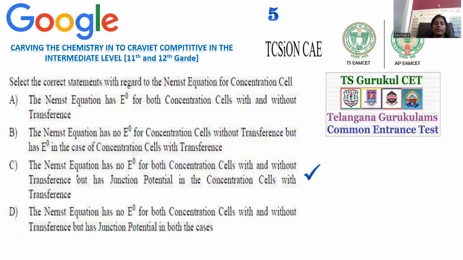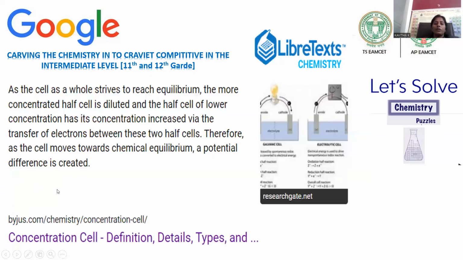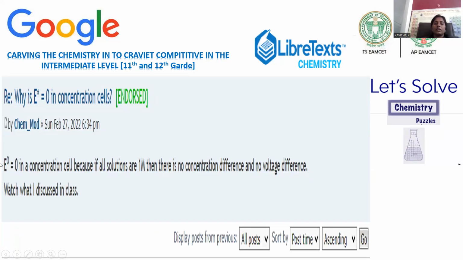So the first condition they are saying is that E naught for a concentration cell will be 0. E naught is the standard electrode potential. That E naught will become 0 in a concentration cell because all the solutions are, for example, 1 molar, and no concentration difference will be there. Only the sign convention differs. Both half cells have equal composition. For example, I'm taking two half cells made up of hydrogen only. We can't make it +0 and -0, right?